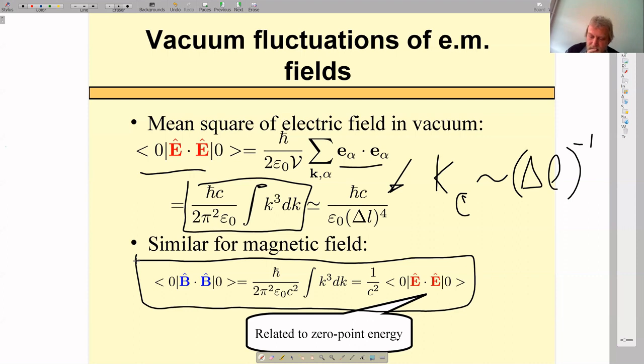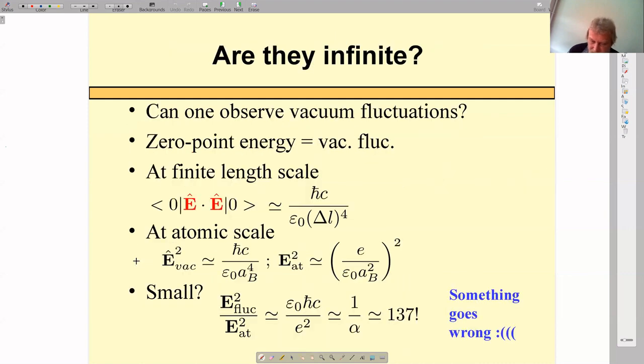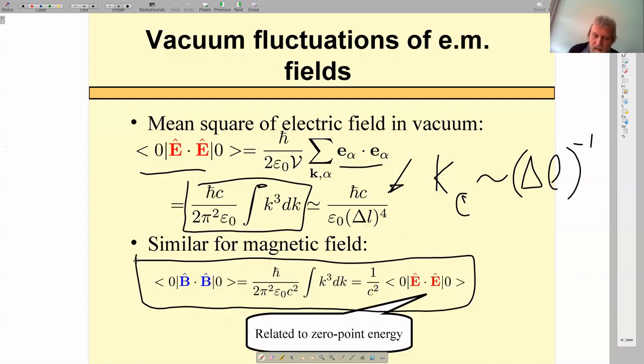Relation to 0-point energy. Did I put it explicitly? I just don't remember. No, I did not.